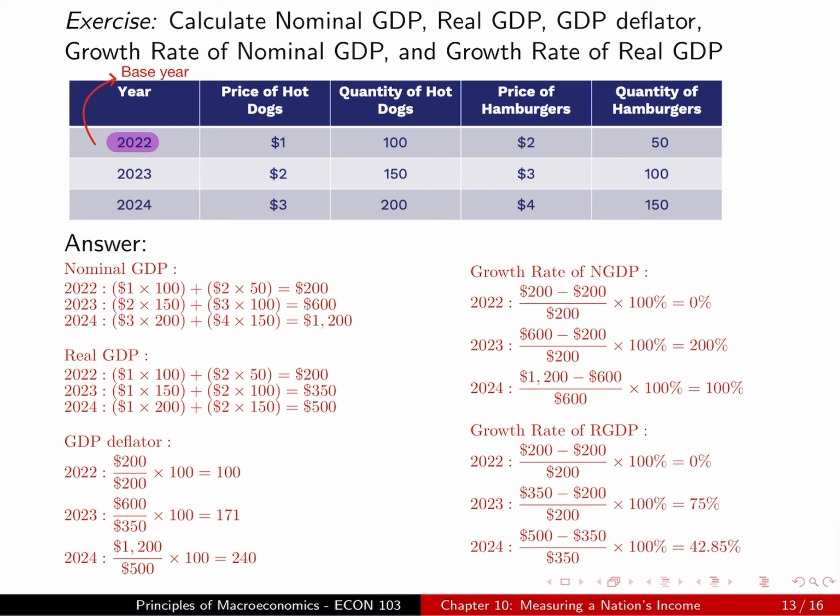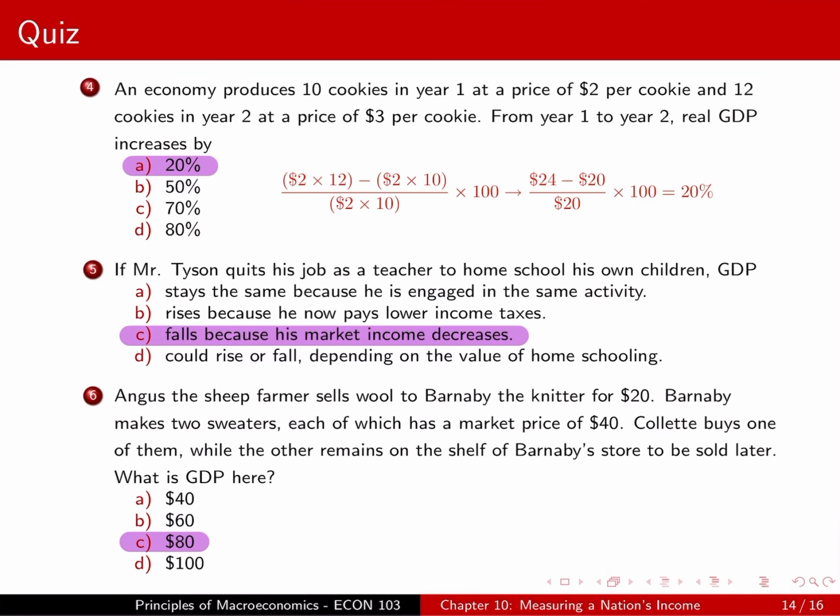Growth rate of real GDP. Use the same growth formula as above, but apply it to the real GDP values. We take new real GDP minus old real GDP divided by old real GDP times 100%. By following these calculation steps, you can arrive at the same answers I have provided here. Let's continue with a few more quiz questions.